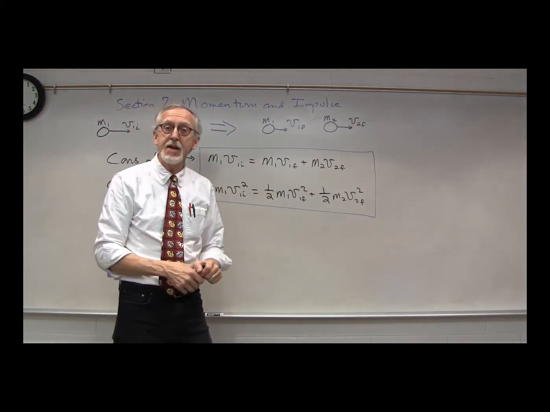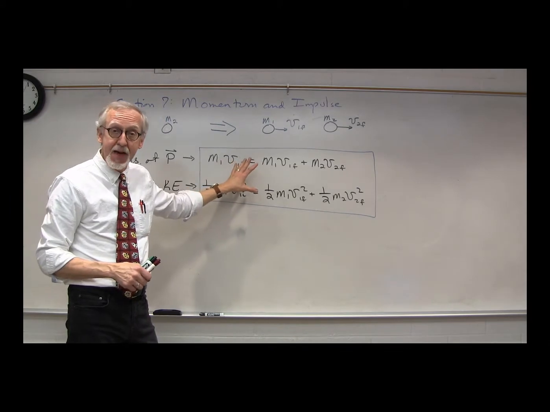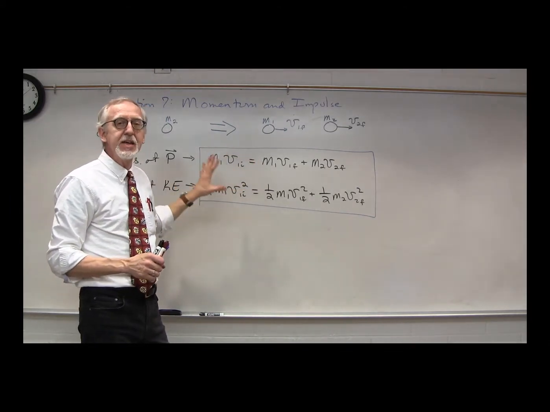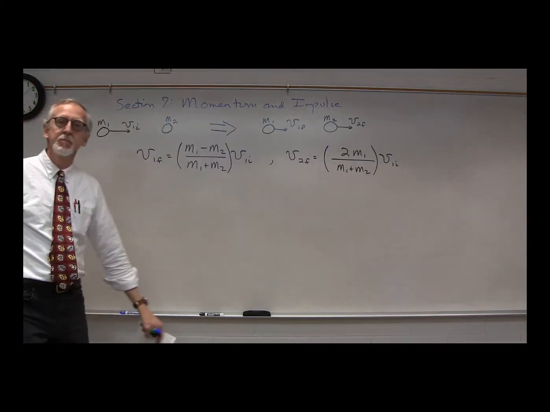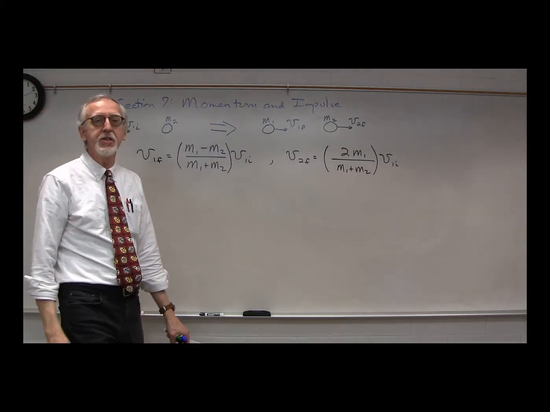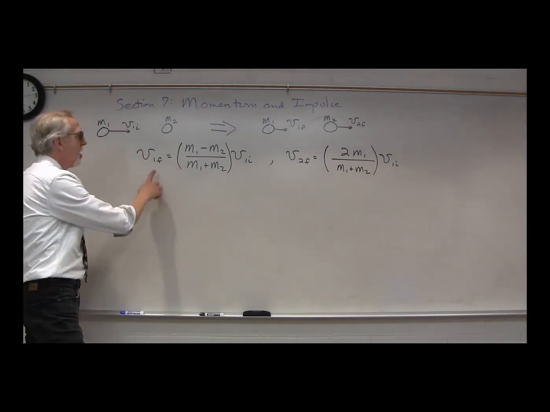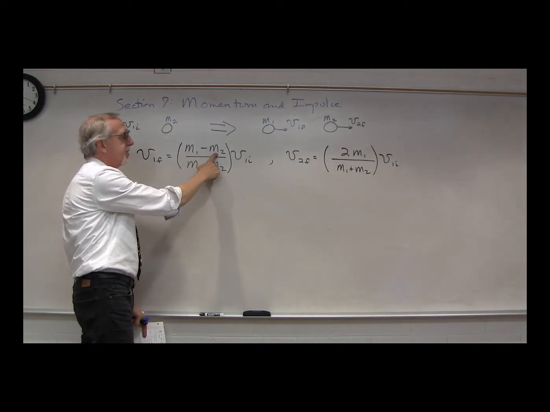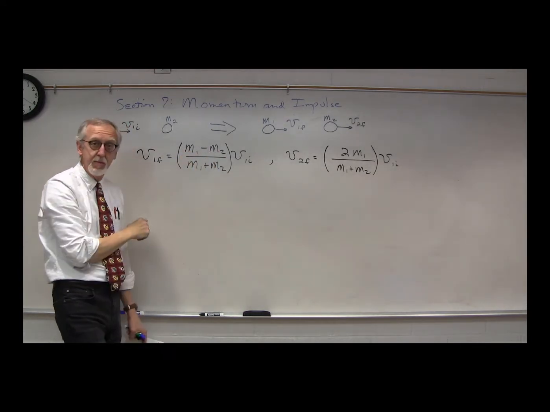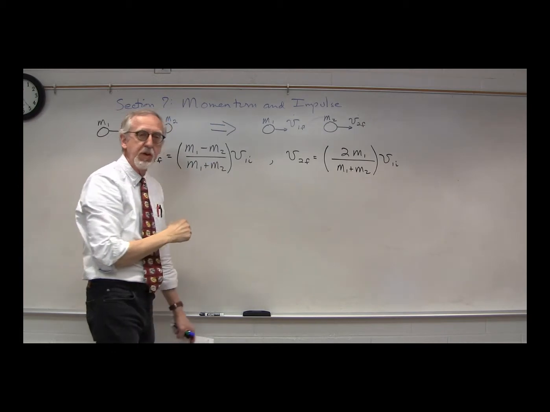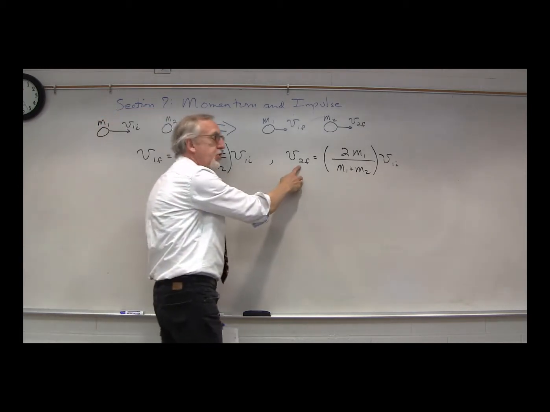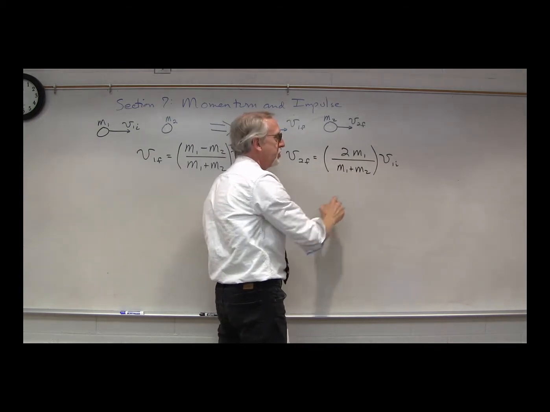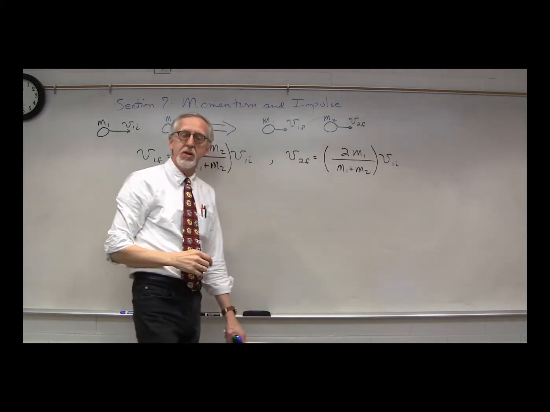Now, I'm not going to go through that derivation. That's a great math problem. If you want to do it, I suggest you do it, but I'm not going to do it right now. I'm just going to give you the result. If you solve those equations, this is what you would get. v1 final is equal to this quantity, m1 minus m2, divided by m1 plus m2, that quantity times v1 initial. v2 final would be 2m1 over m1 plus m2, that quantity times v1 initial.